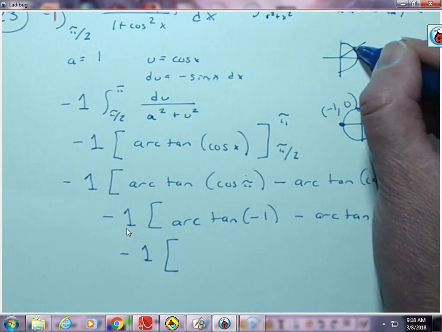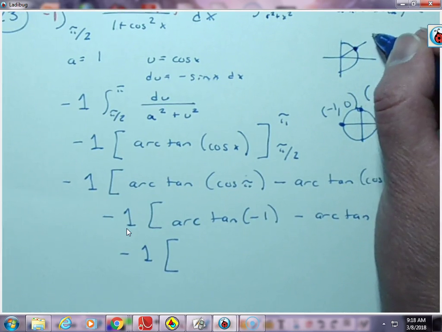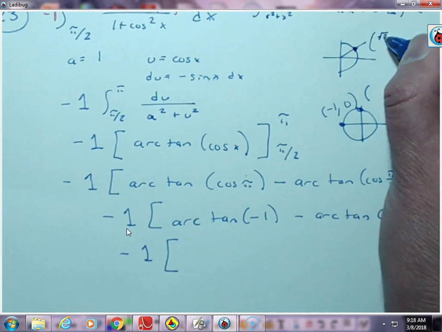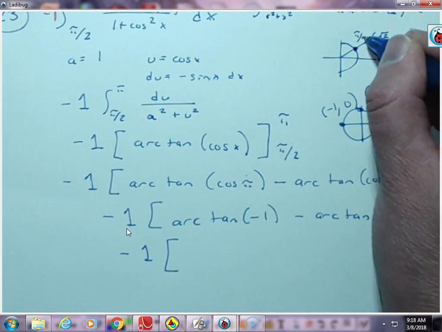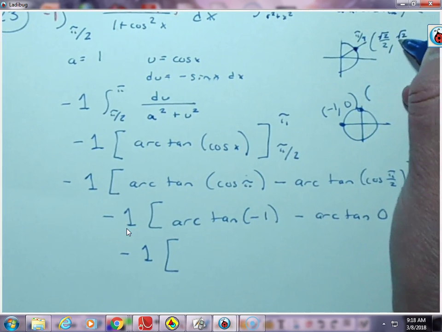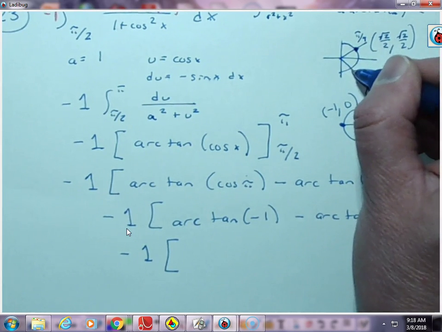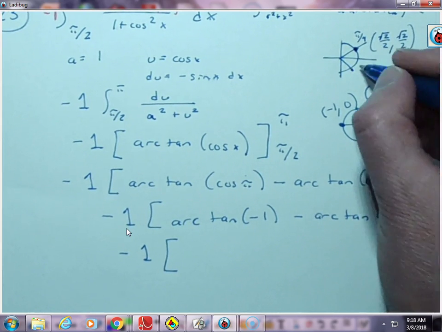So if you go right here, what is it? What's this point right in the middle? Yeah, this is pi over 4, square root 2 over 2, square root 2 over 2. You're actually going to say negative pi over 4.